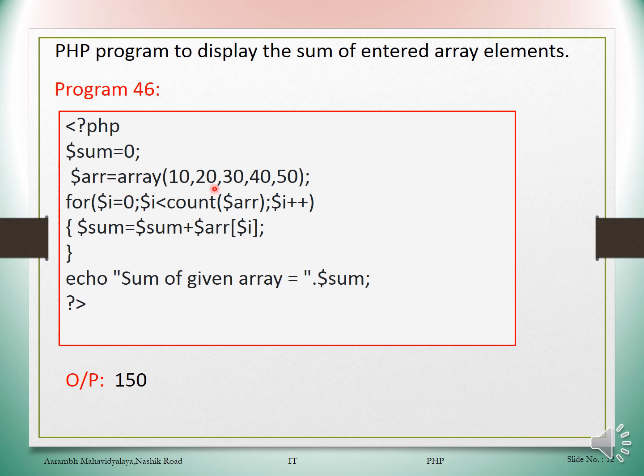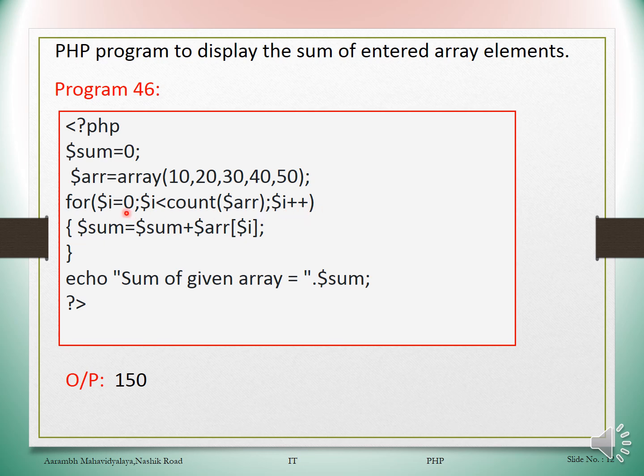Here some array elements are declared as $r: 10, 20, 30, 40 and 50, and we have to display their addition. First of all, to display their sum, we have declared variable sum as 0. Initial value of sum variable is 0. Then we have declared the numbers. Then we use the for loop. Initial value of $i is again a new variable which indicates the index of these elements. Initial value is 0. $i is less than count of array and $i++.